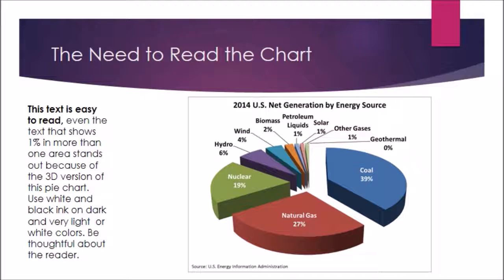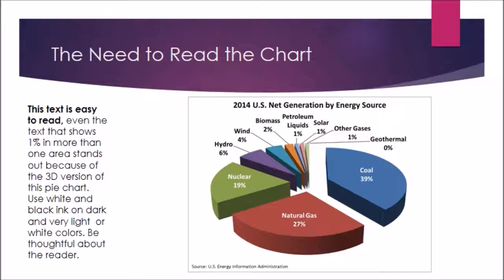So there's a need for us to read the pie chart. This text is easy to read. Even the text that shows 1% in more than one area stands out because of the 3D version of this pie chart. So use white and black ink on dark and very light colors. Use black on white, use white on dark. Be thoughtful about the reader and their need for the information that you're trying to present.